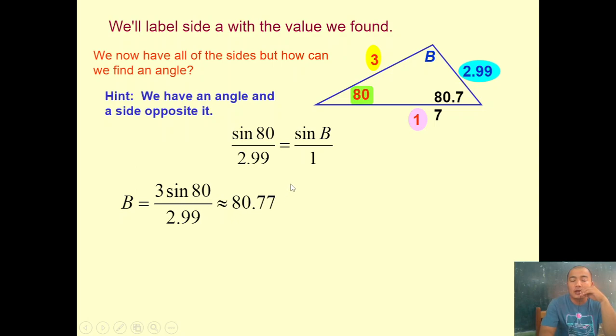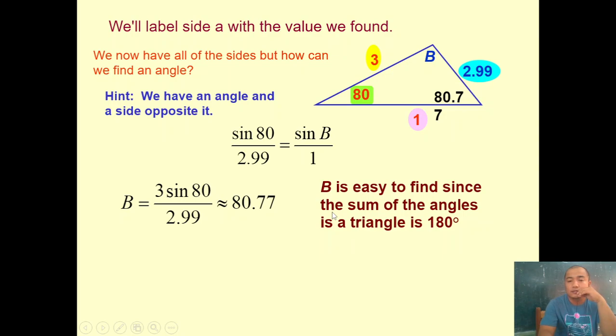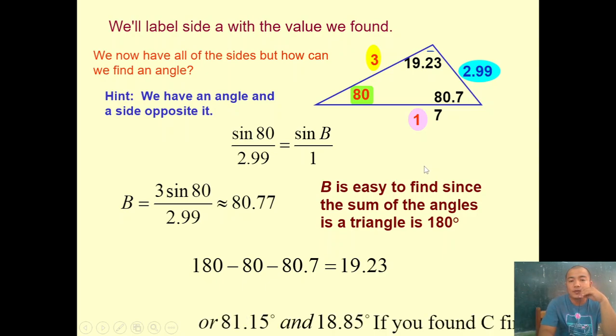Then use shift sine to determine the value of the angle. So the answer is 80.77 degrees. And to solve for the other angle, you subtract 180 minus 80 minus 80.7. The answer is 19.23 degrees. Or 81.15 degrees and 18.85 degrees if you found C first.